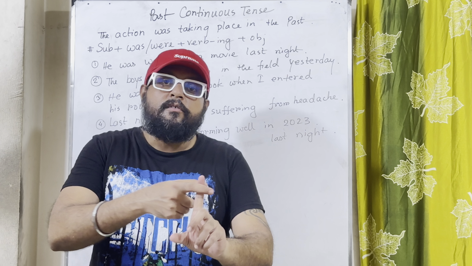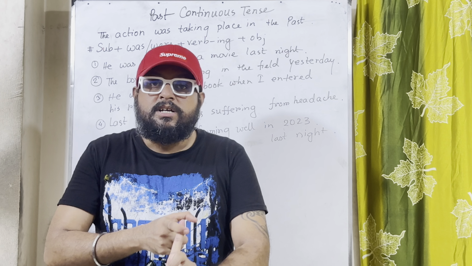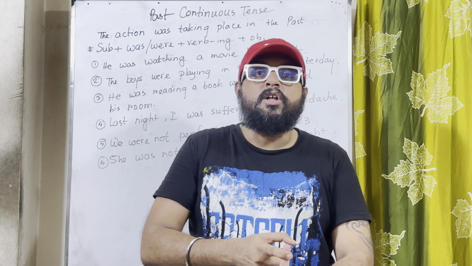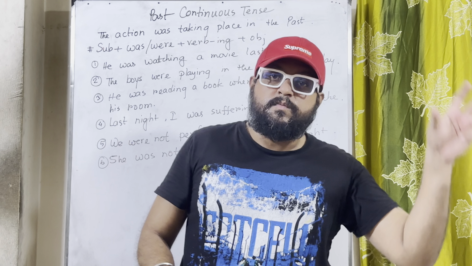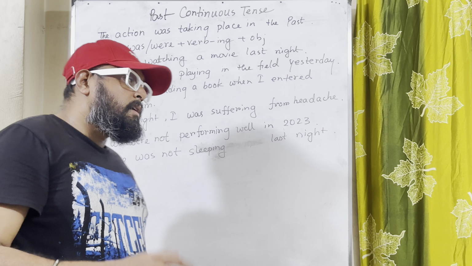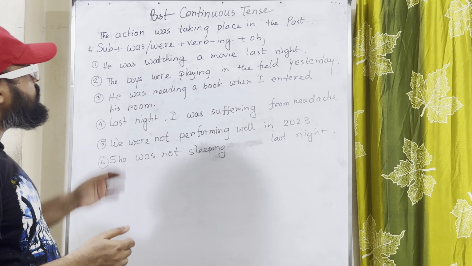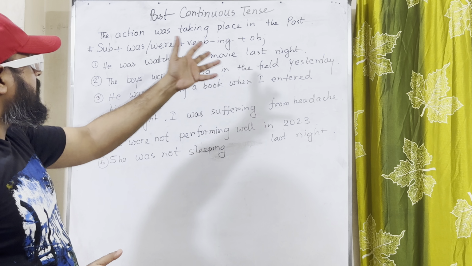Whenever you are using a continuous tense, you are using the ing form of the main verb, but depending on the tense you will change the auxiliary verbs, and whenever you are using the past continuous specifically, you need was and were as your auxiliary verb. So the action was taking place in the past. The structure is very simple: subject, was or were, verb plus ing, and object.